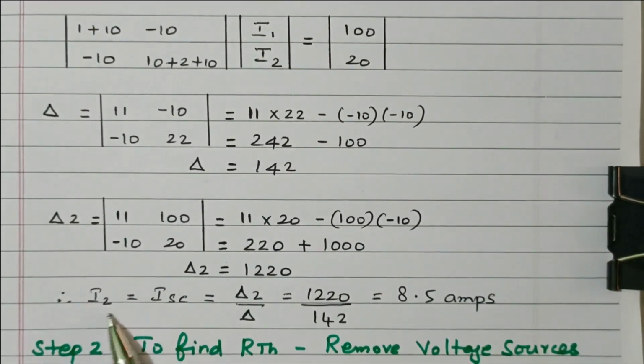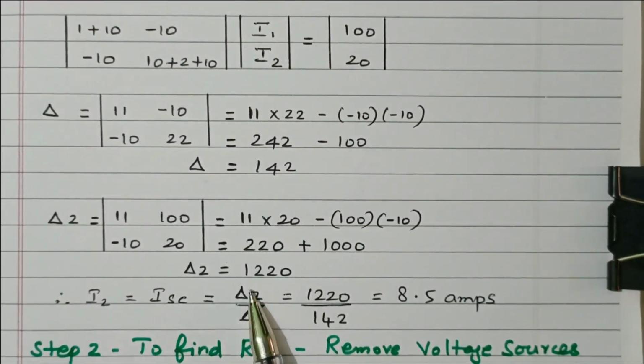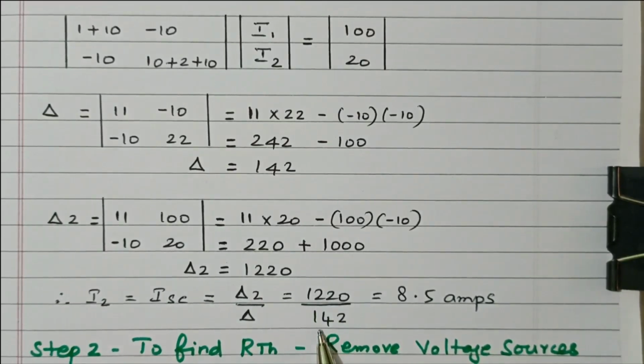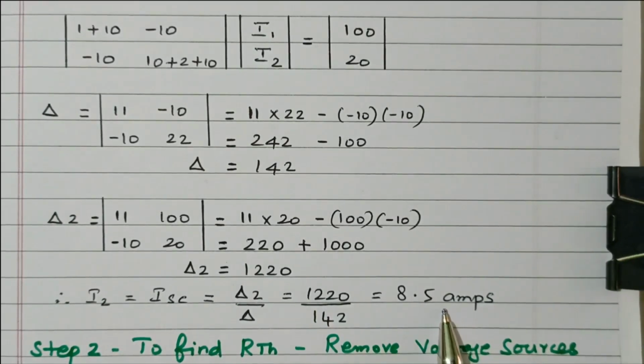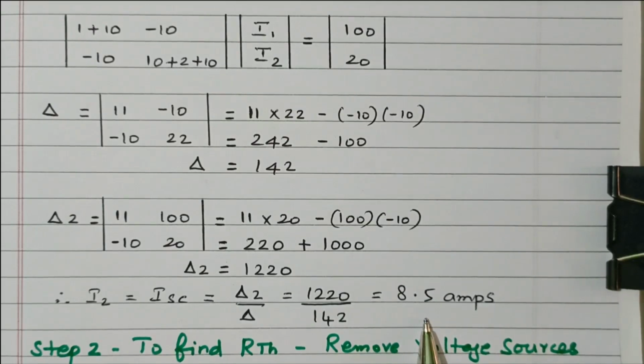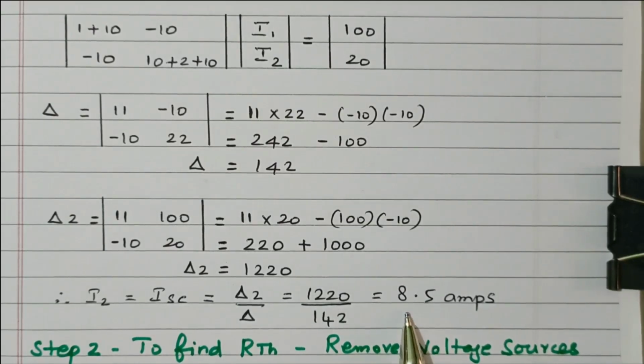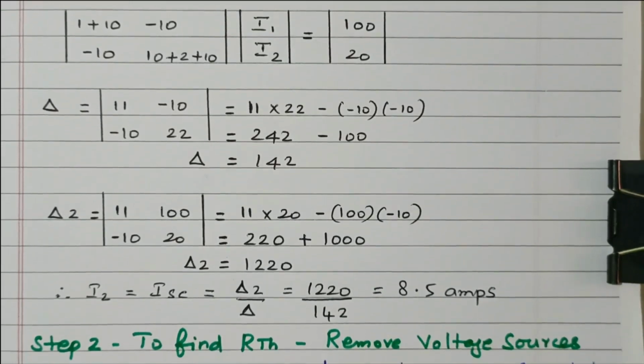So the short circuit current ISC, or I2, is nothing but delta 2 divided by delta. 1220 divided by 142 is 8.5 ampere. So we calculated the first value, the short circuit current, that is, the current flowing in the second loop, I2, is 8.5 ampere, right?